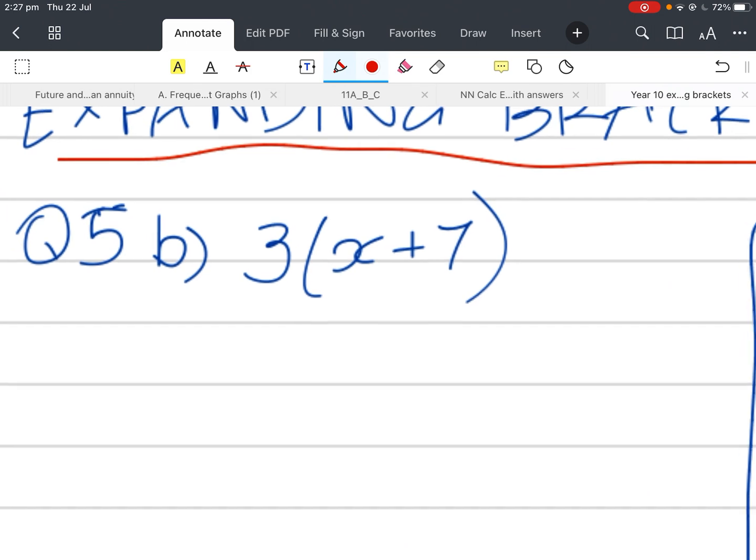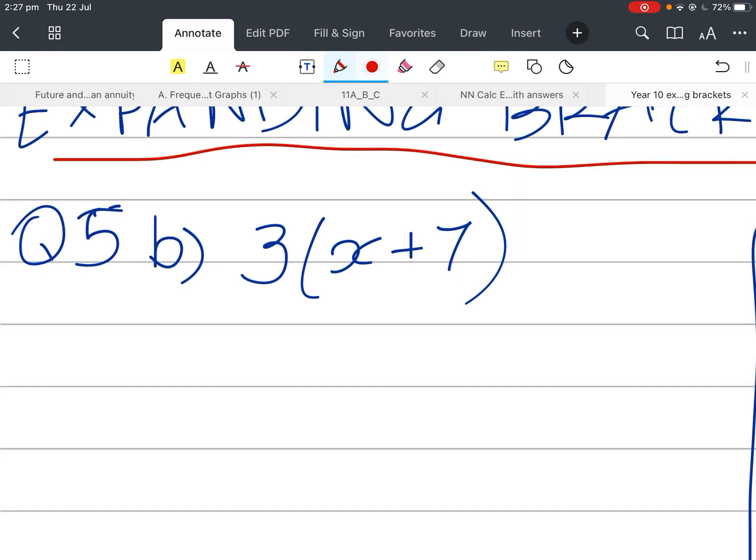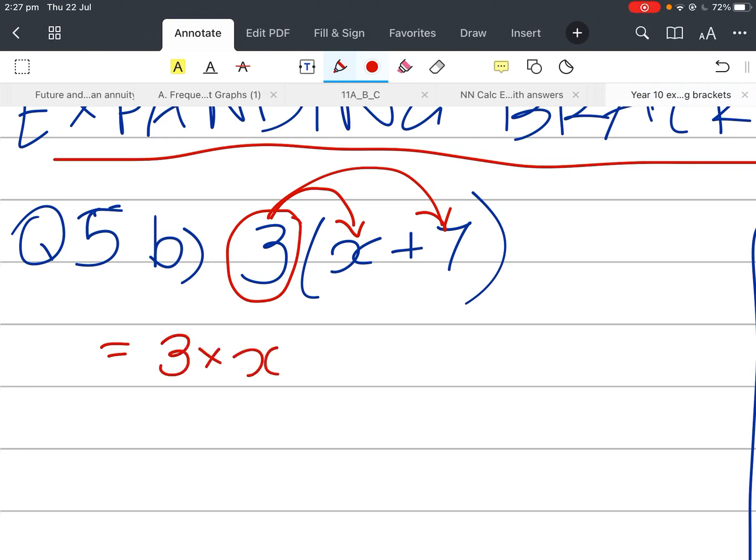It says 3 brackets x plus 7. Now, if you watch the other video, you may remember from last year, whatever is on the outside of the brackets, you have to multiply that by everything on the inside of the brackets. So if I write this out, I'm going to be going 3 times the x. There's a plus in the middle, so I write down plus. And then I'm going to go 3 times the 7. That's called expanding, okay?